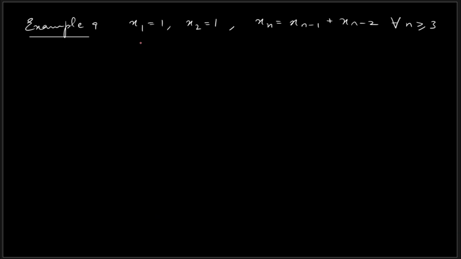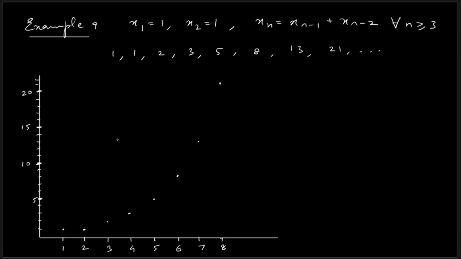For the next example, we consider the first term of our sequence to be 1, the second term of our sequence to be 1, and the other terms to be the sum of the preceding two terms, right? We can recognize this as a Fibonacci sequence, right? So this sequence when plotted gives this kind of behavior. The first term is 1, second term is also 1, third term is 2, fourth term is 3, and so on.